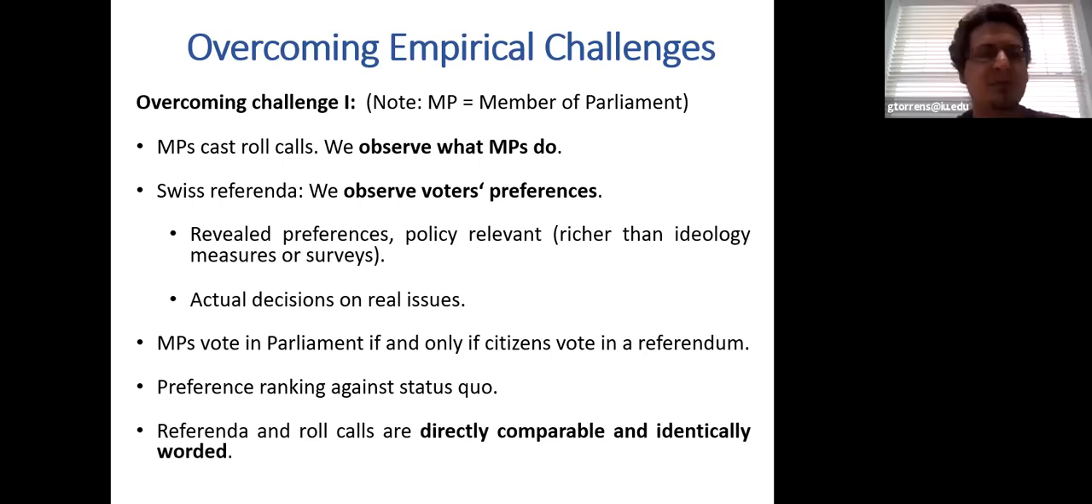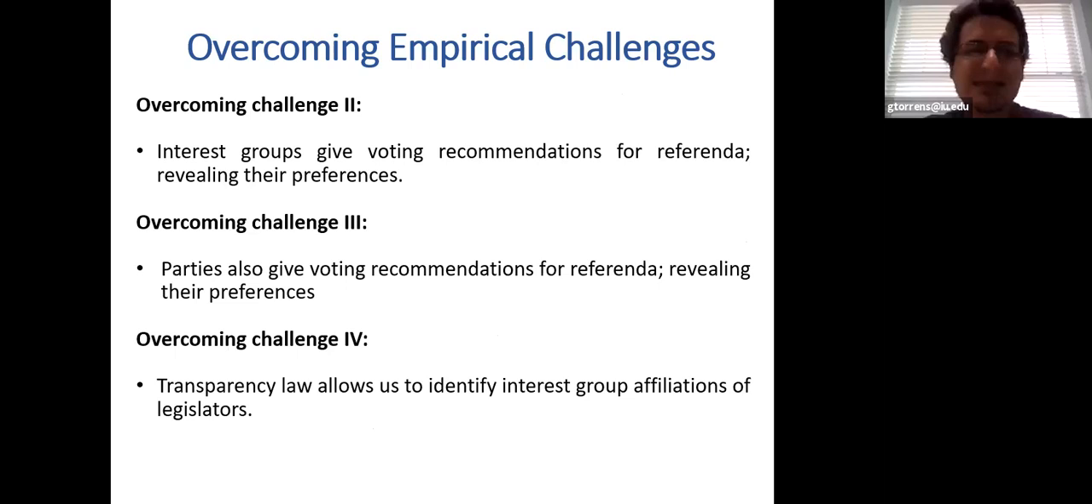And of course, we have the data on what happened in each canton for the referendum. The second thing is that the interest groups give a voting recommendation for each referendum. So they reveal what they want for each referendum. And we have a variety of interest groups: commercial associations, unions, church associations, whatever. The most important interest groups of the country are in our data set, and they reveal what they want for each referendum as a voting recommendation for the voters. Parties do exactly the same thing. There is an official recommendation of the parties for each referendum.